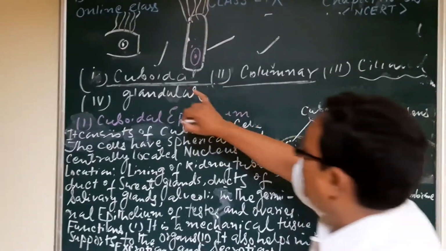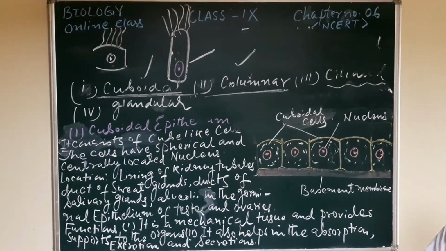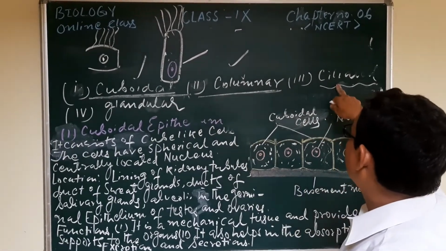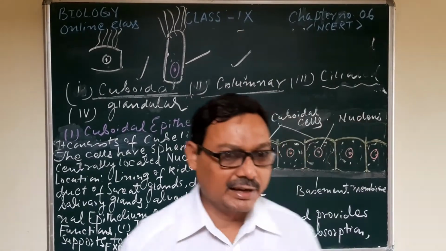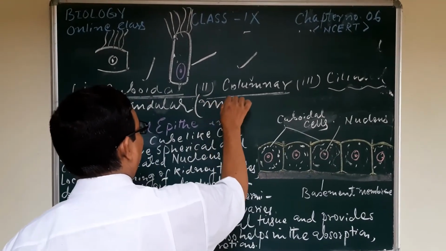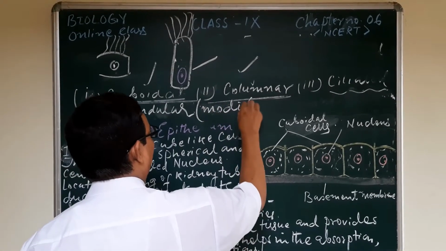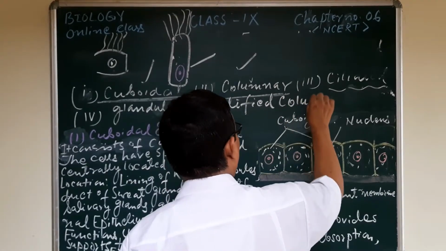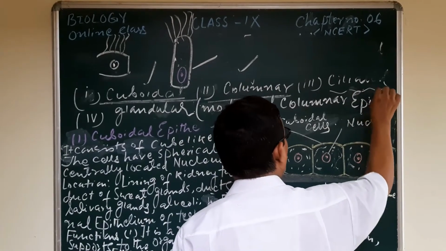You will look at only two shapes, but the modifications of the two shapes of the cell may lead to ciliated and glandular also. Like when you talk about the glandular epithelium, it is also a modified columnar epithelium.